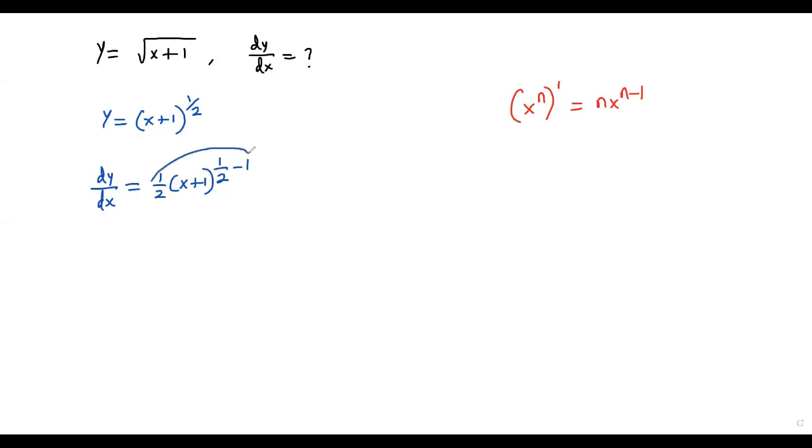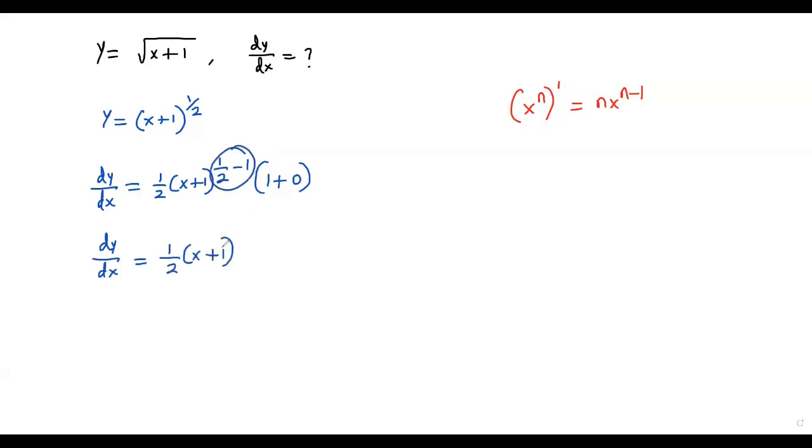So far I got the derivative only for the exponent 1/2. That is, I brought the exponent in front of x plus 1 and subtracted 1 from the exponent. By the chain rule, I have to take the derivative of the base x plus 1 with respect to x. First, the derivative of x with respect to x is just 1. And 1 is a constant. So what is the derivative of the constant 1 with respect to x? It's 0.